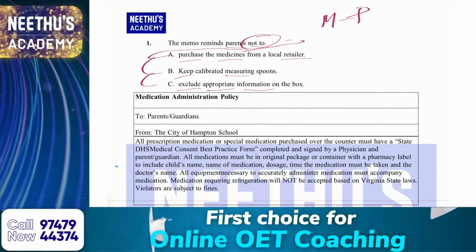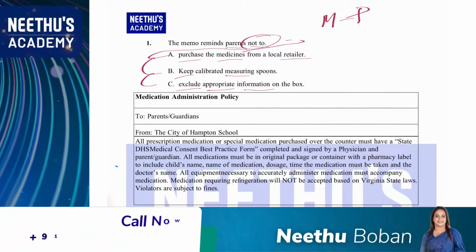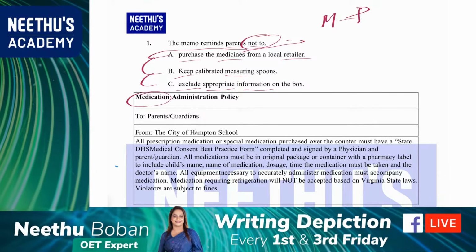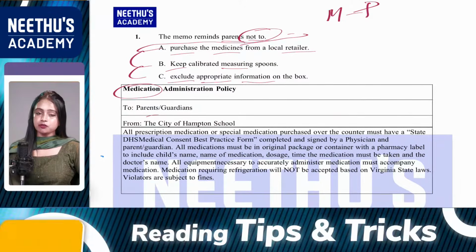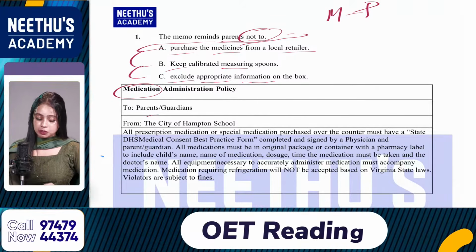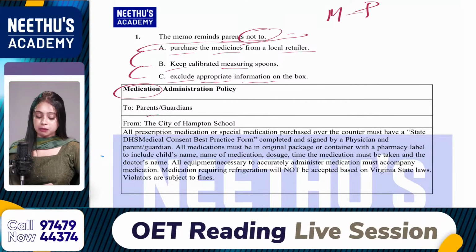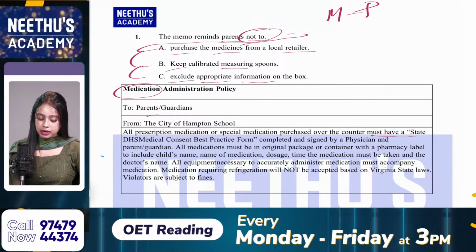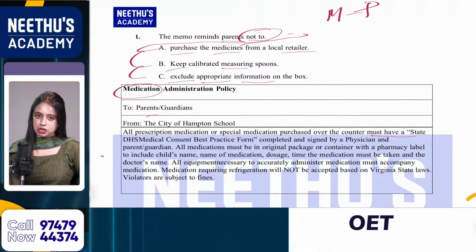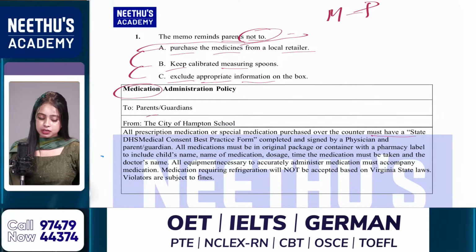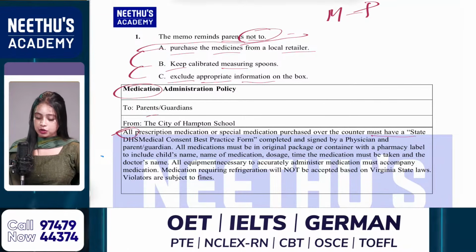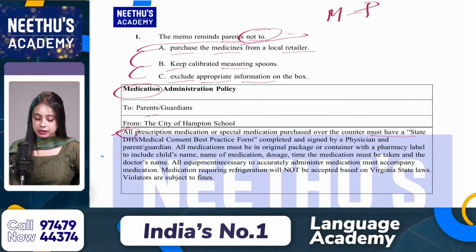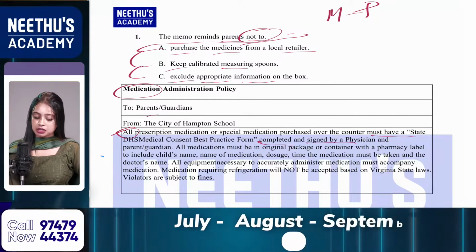So what is the paragraph all about? This is a memo, medication administration policy. To parents or guardians from the city of Hampton School, all prescription medication or special medication purchased over the counter must have a state DHS medical consent best practice form completed and signed by a physician and parent or guardian.